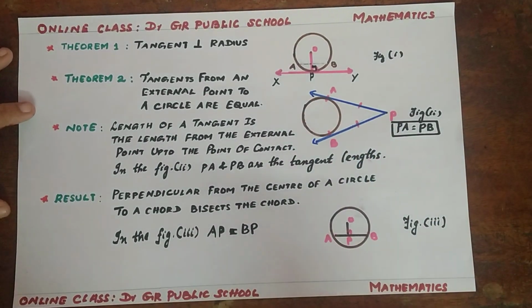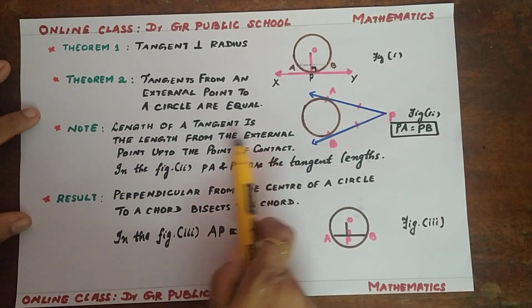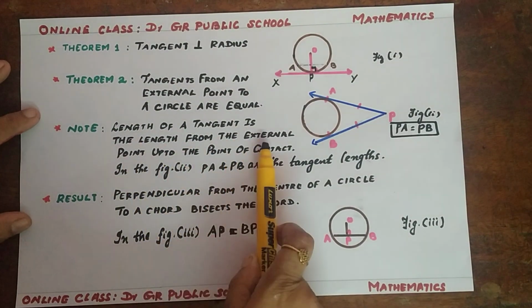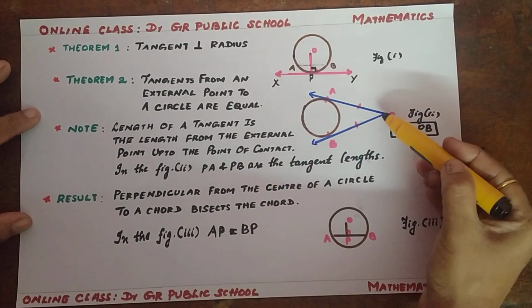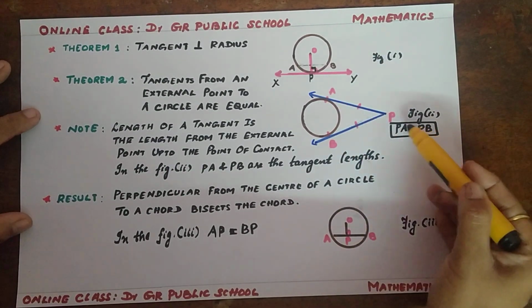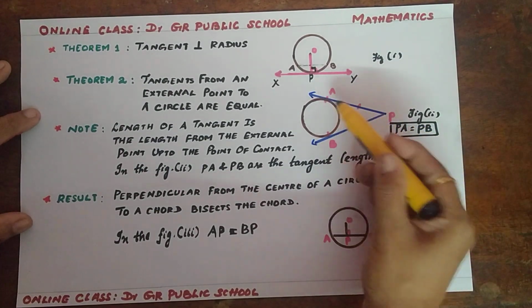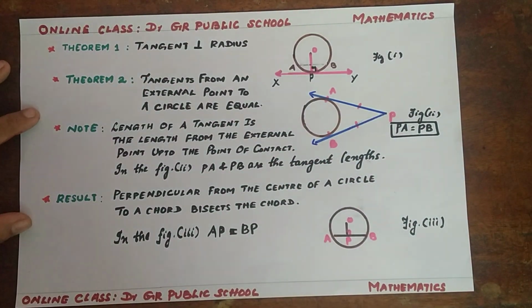So PA equals PB. Now, many of you have a doubt: what is the length of the tangent? Actually, the length of a tangent is the length from the external point up to the point of contact. So, in this figure, you can say that PA and PB are the tangent lengths. Okay. Now, one more result that you studied in class 9.